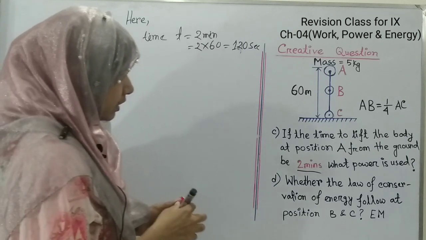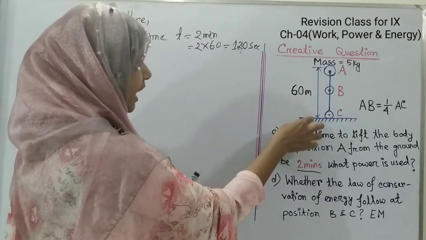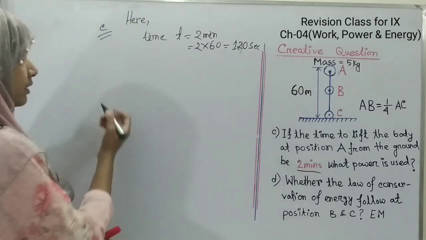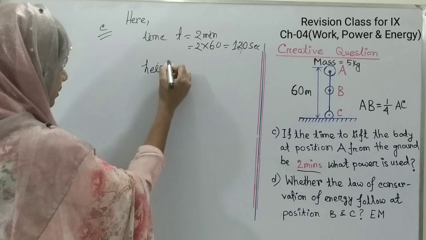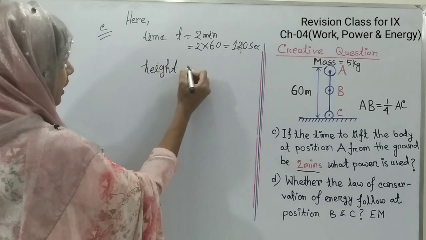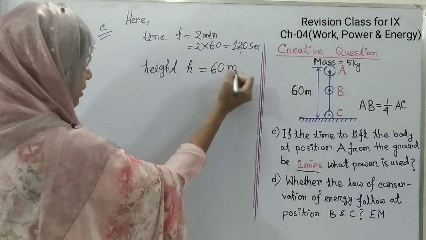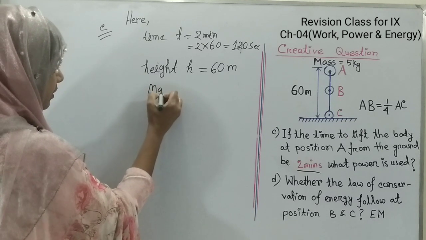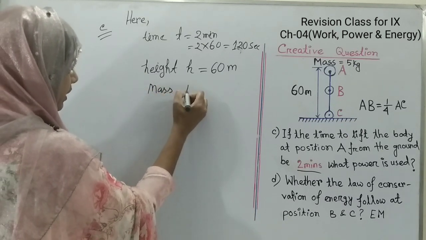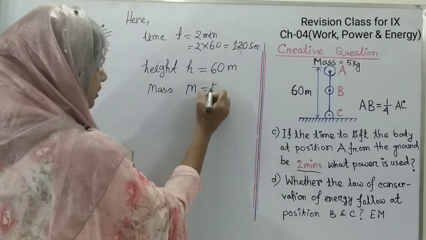Now the object is taken from the ground, that means the height is 60 meter. Height h equals 60 meter, and the mass of that object is m equals 5 kg.